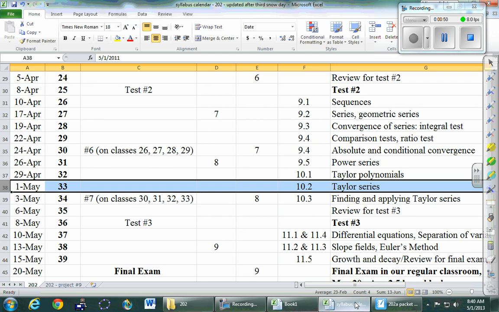Okay, and then Monday is the review day, and then Wednesday is the test. So 1 week from today is our third test. Any questions on the calendar? Okay, so let's go ahead and start again on page 35.